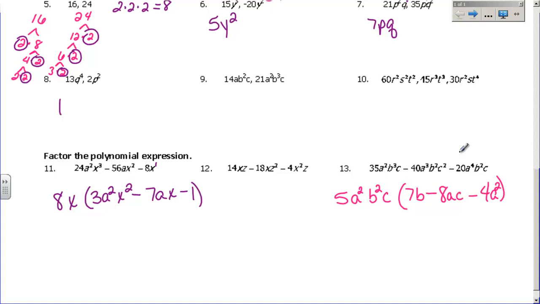So what I want you to do before you come to class tomorrow, I would like you to try number 12. See if you can factor it. I will toss it up as a warm-up first thing tomorrow. We will walk through it really quick together and see how you did, and then you will start your practice.